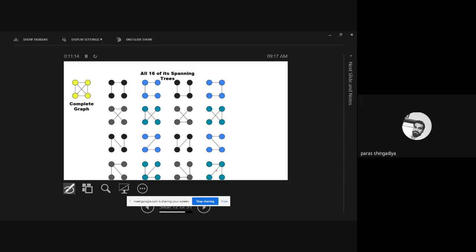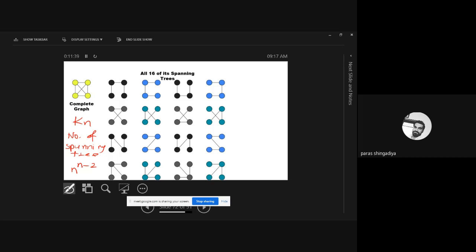Clear? So we have one formula for the complete graph. For any complete graph Kn, K2, K3, K4, K5, K6, any complete graph you can consider, the number of spanning trees you can create is n raised to n minus 2.